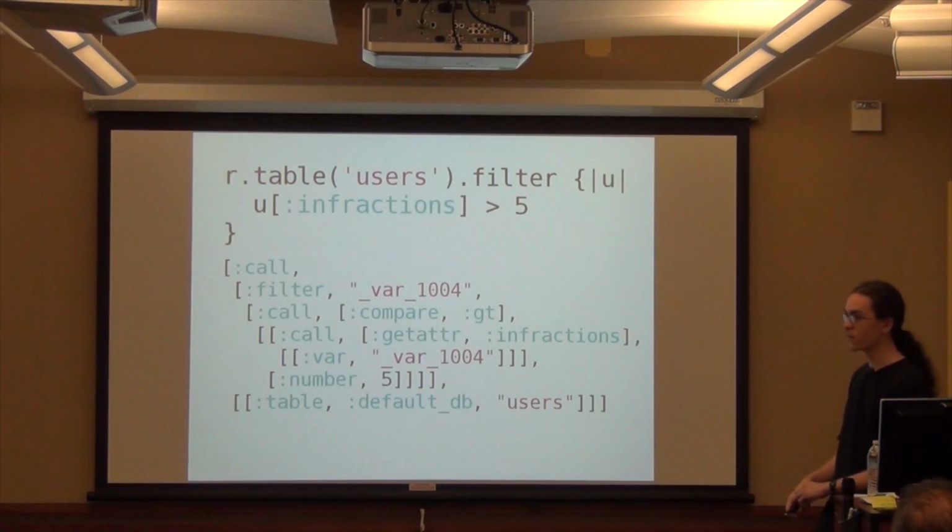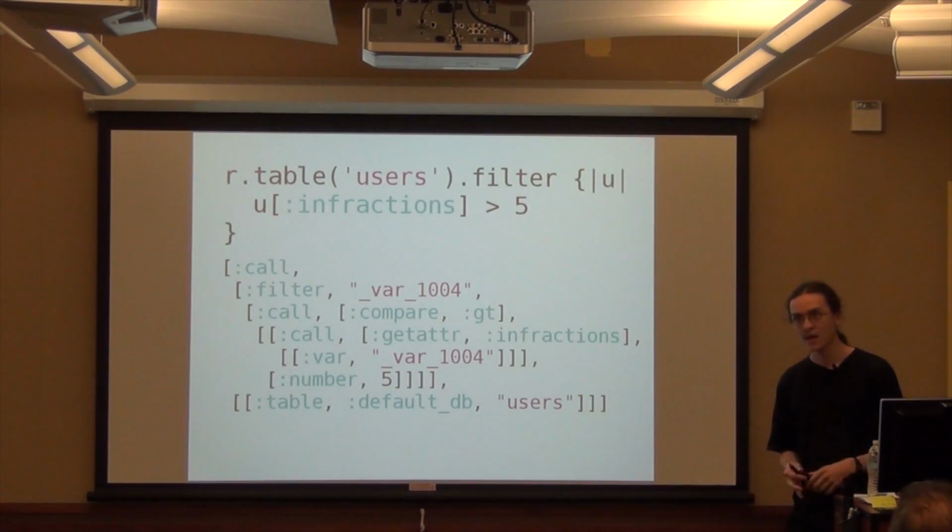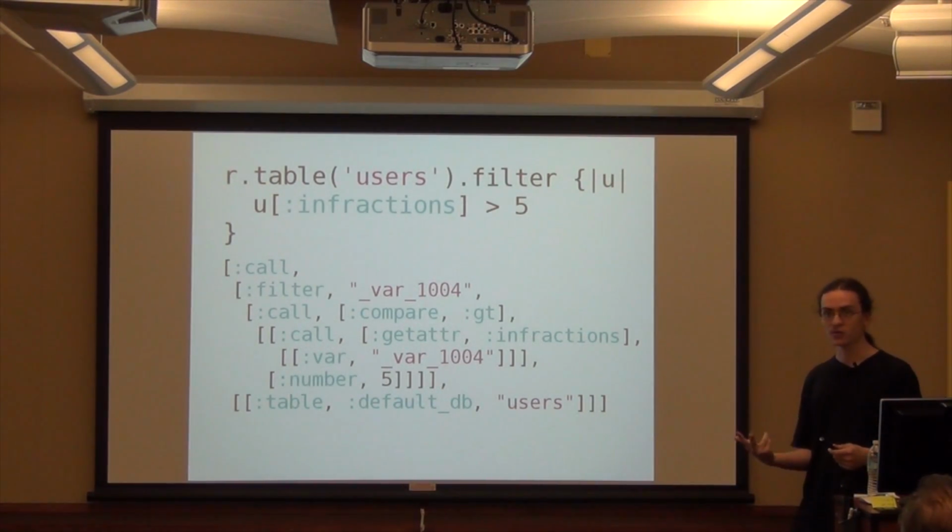So this has two major advantages. The first advantage is that if only a few users have a bunch of infractions, we aren't sending all of them over the network. We're only sending the one with the right number of infractions over the network. And the second one is for more complicated jobs, like MapReduce jobs, we can distribute the work over a cluster of servers rather than having to do it all on the client.